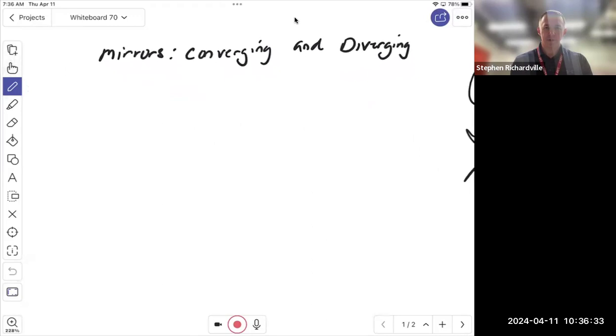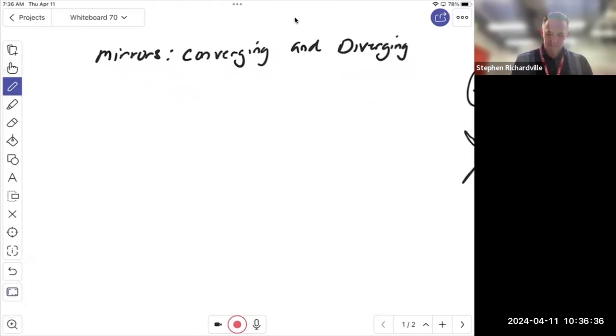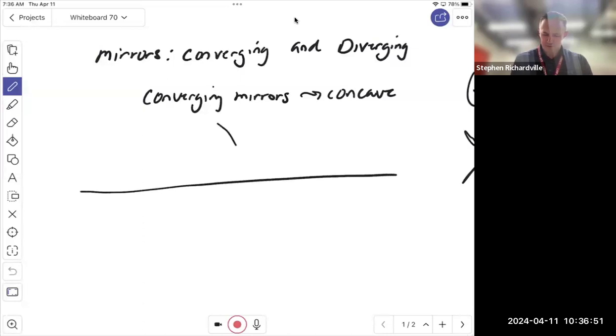Well, what about converging and diverging mirrors? Let's do converging first. Converging mirrors are actually concave. That was the opposite for lenses, right? So a converging mirror is one that's like this. And I've got a focal point and I've got a center of curvature. Notice how with the mirrors, I don't have two focal points. There's nothing happening back here behind the mirror.